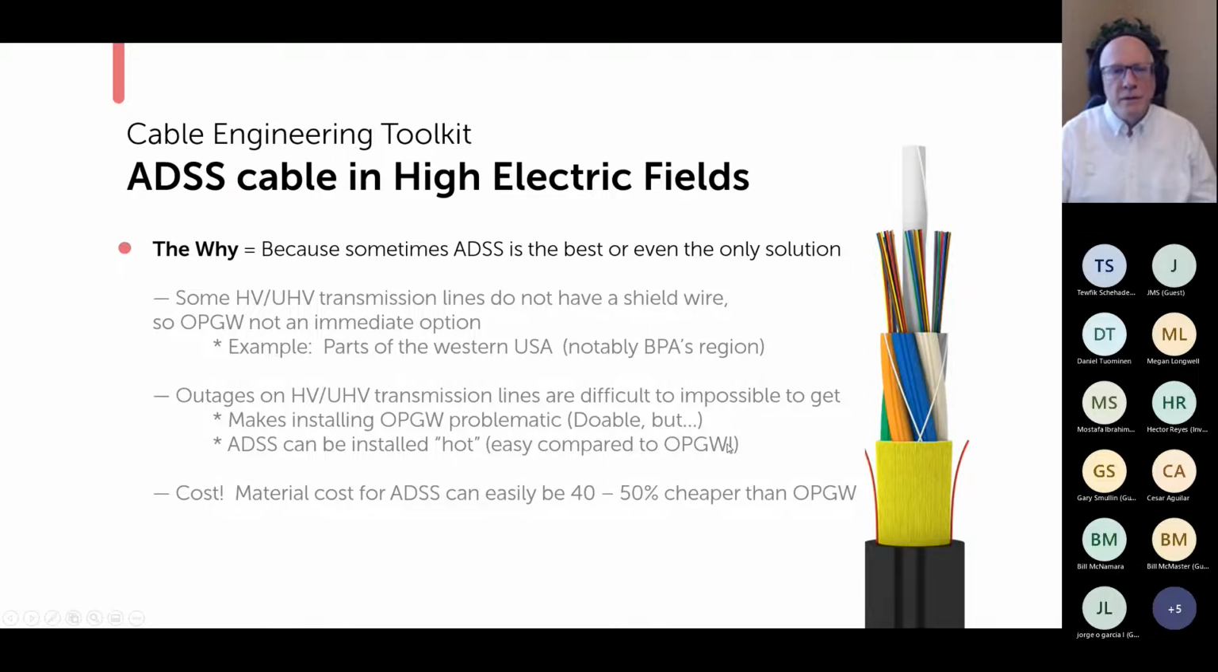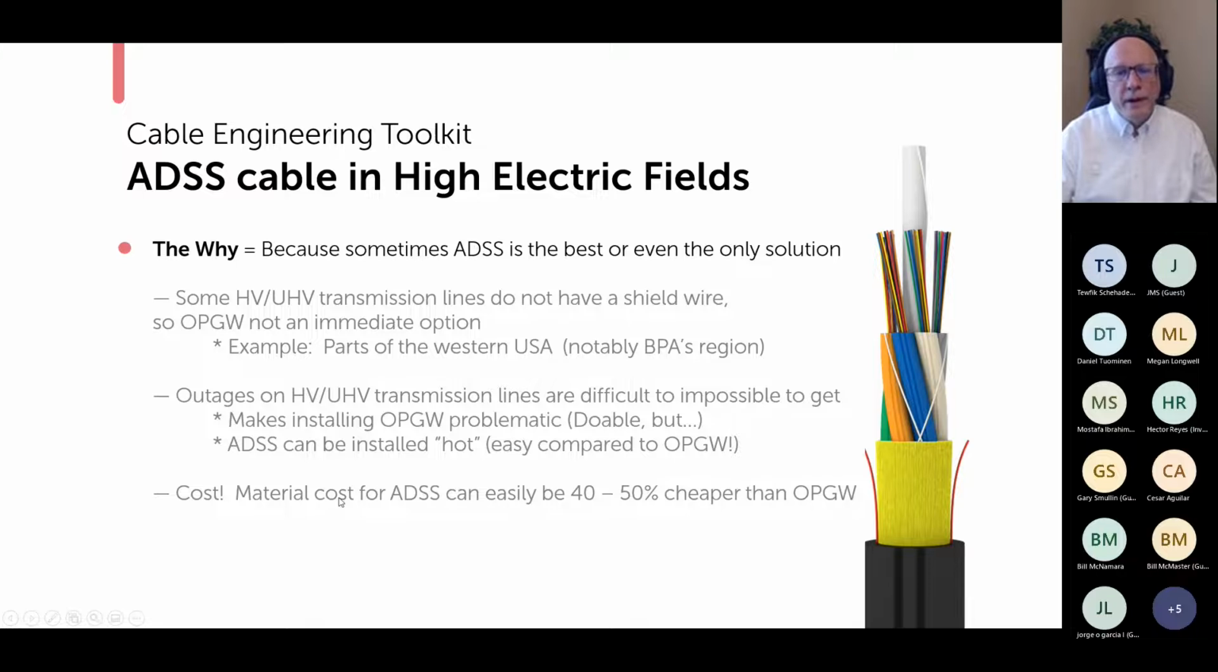I mean, there's still some things to be concerned about, but being a dielectric cable off the bat, you're not, at least in, well, not just in theory. I was about to say in theory, you don't have induced voltages and currents on the cable. You kind of do, but again, the magnitude of it is such that dealing with the issues of installing ADSS hot is easy compared to trying to install OPGW hot.